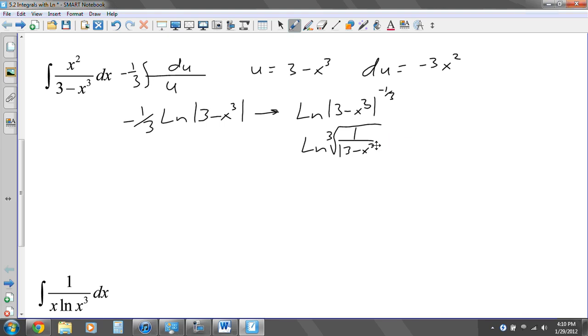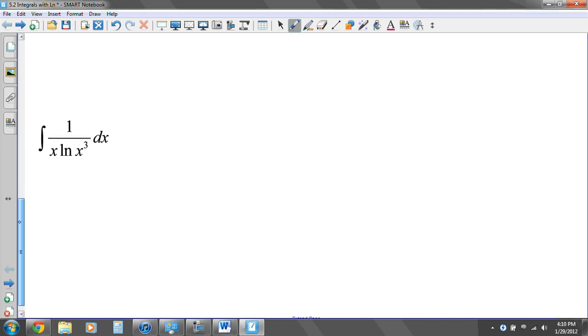So that's just some things that we can do. Leaving your answer this way or this way is fine. In fact, I'd probably prefer this to this, because these powers are usually easier to work with than having roots in there. Next example.